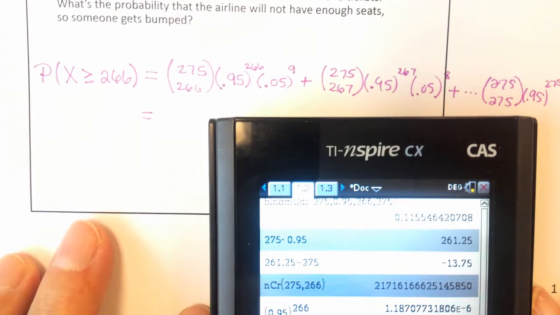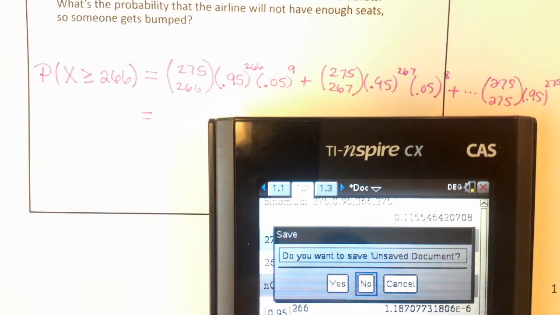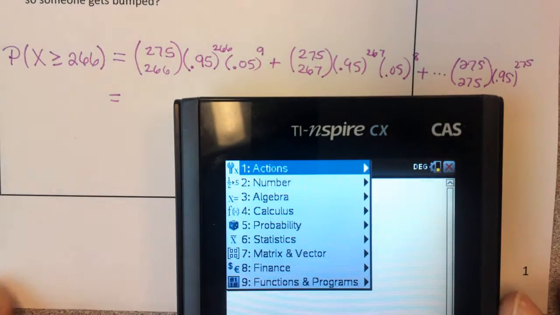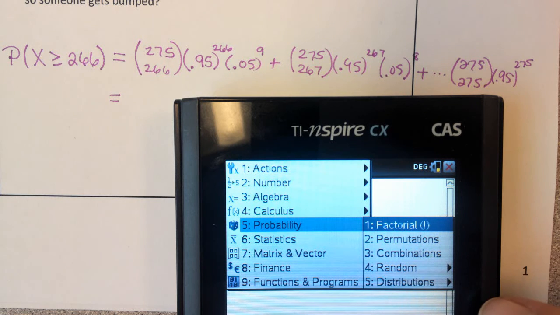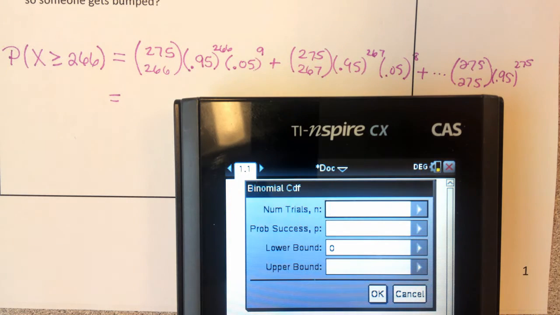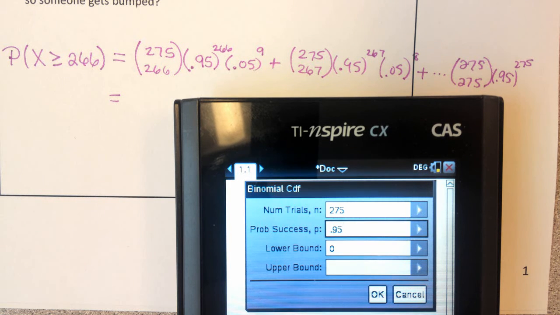So we're going to go to, let's get a clean page here. Menu and probability or statistics, either one. Distributions, number 5. And we're going to have to go down to binomial CDF, so that's option B. We have 275 trials. 275 people could show up. Of those 275, the probability of showing up is 0.95. At least 266 could show up and be a problem. At most, 275 could show up and be a problem.